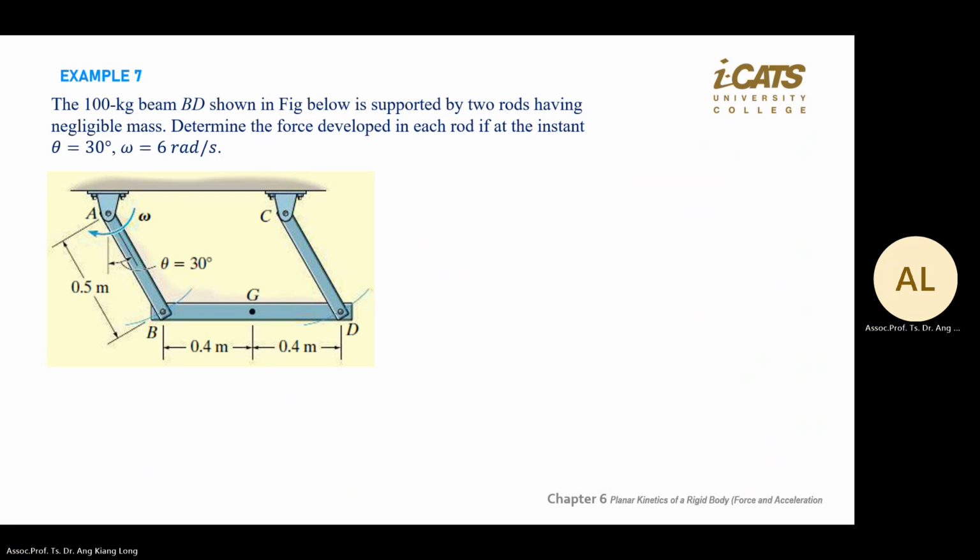You need to break them into three bodies, and then you solve simultaneous equations. Okay? Now, before that, you need to imagine the motion. Beam AB rotates clockwise in circular motion. CD is also the same. G has translation plus rotation, so it's general plane motion. If I ask you to draw the free body diagram, are you able to draw it?